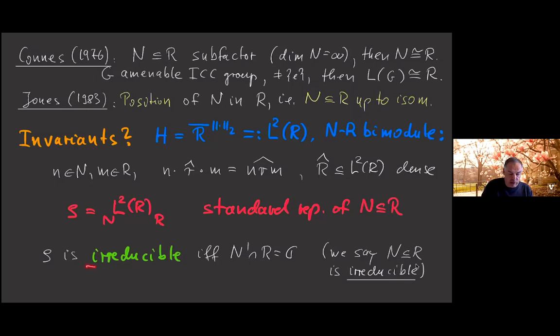Now this is called irreducible if it's irreducible as an N-R bimodule, and that amounts to saying that the commutant of N in R is trivial. What does this notation mean? It just means all the operators in R which commute with all the operators in N, right? And this consists then just of the scalar multiples of the identity. So irreducibility of the representation is the same as saying that the commutant of N in R is trivial, just scalar multiples of the identity operator. And in this case, we call the subfactor irreducible, okay?